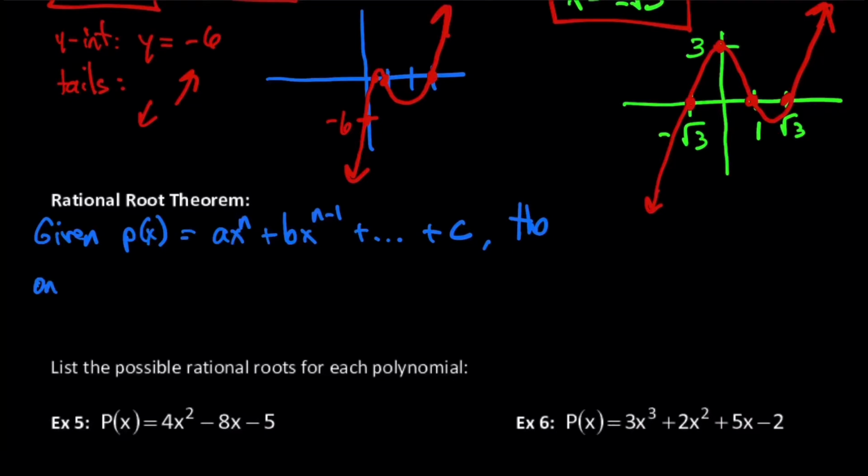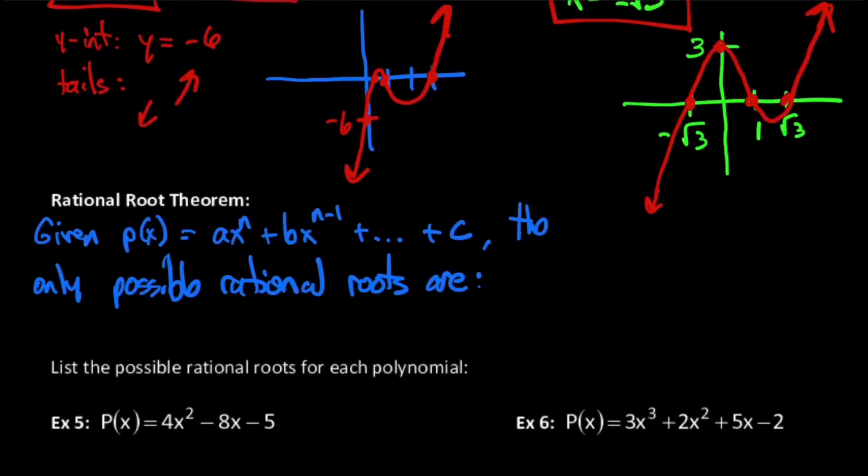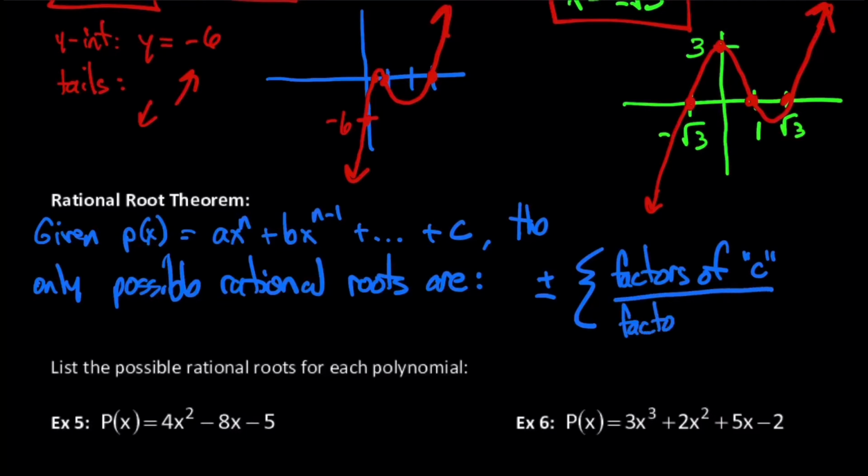The only possible rational roots are plus or minus factors of c, which we said before for our integer roots, divided by factors of a. So now we have to also think about integer roots and rational roots.